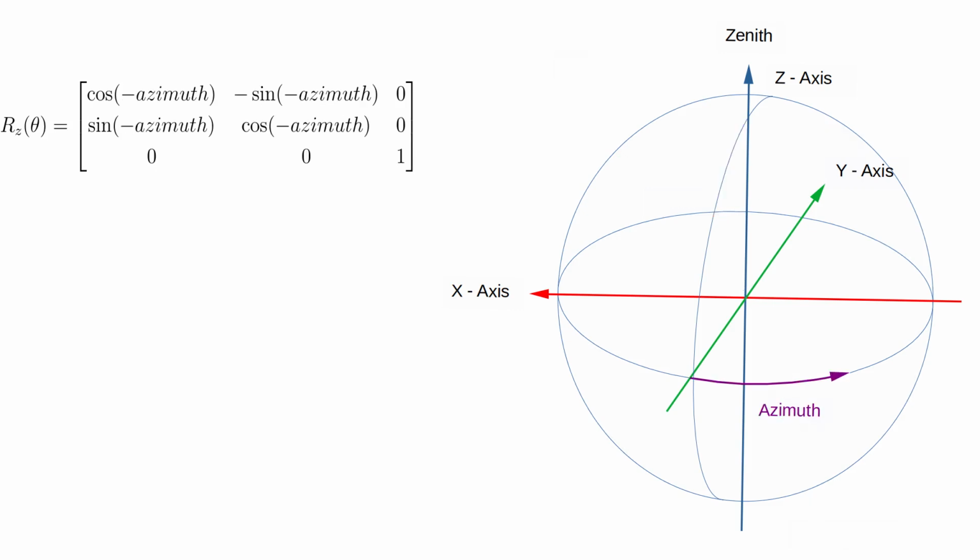The third rotation depends on the azimuth of the observer's view. That's the compass direction, north, south, east or west, that we're looking in. We rotate around the x-axis by the azimuth.